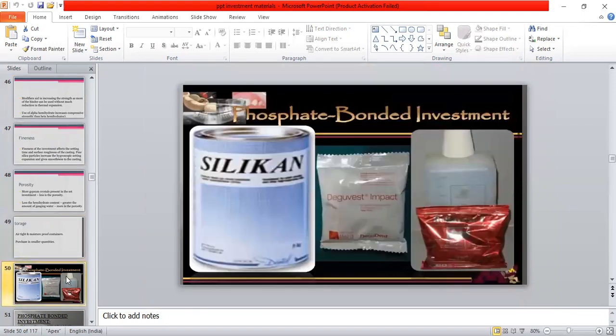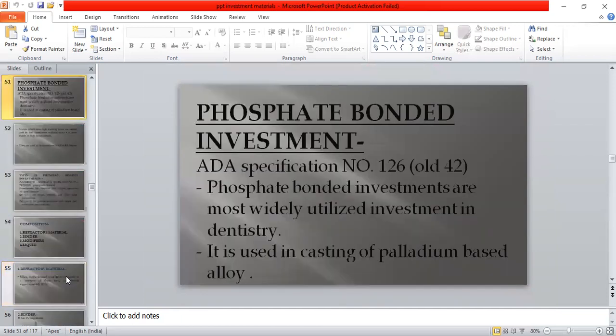Then next comes the phosphate bonded investment material. So in phosphate bonded investment material, the ADA specification number is 126, and the old one was 42. Then the phosphate bonded investment material is used for investment. It is widely used in dentistry and it is used for casting of the palladium based alloy.